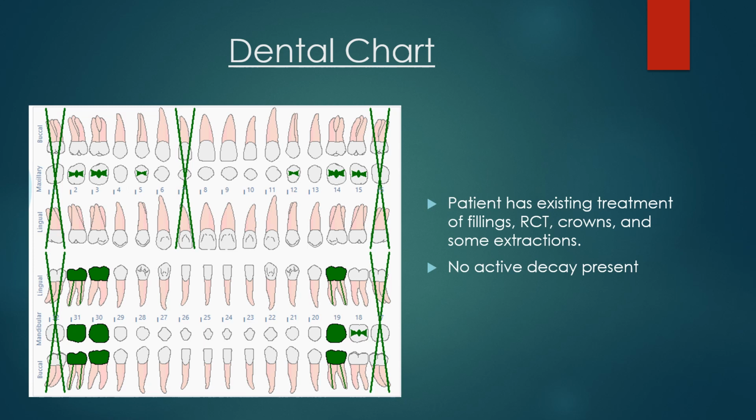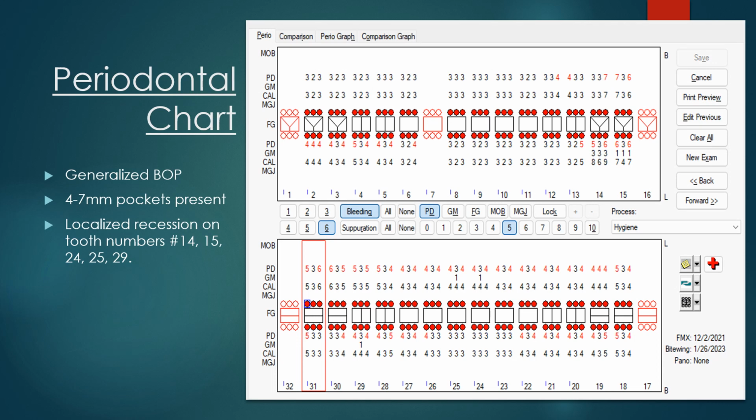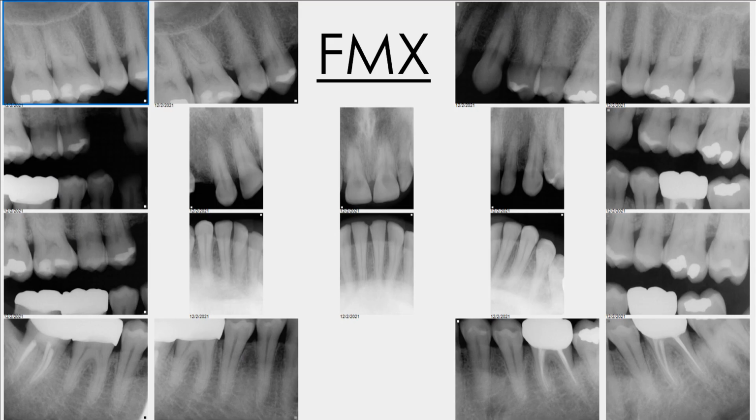His dental charting shows existing fillings, extractions, root canals, and crowns. He currently has no active decay present. His periodontal probing shows generalized bleeding on probing with generalized 4 mm pockets with localized 5 to 7 mm pockets on the molars. He has localized recession on tooth numbers 14, 15, 24, 25, and 29. Here are his x-rays where we can see existing restorations as well as moderate bone loss on upper and lower molars with radiographic calculus present.